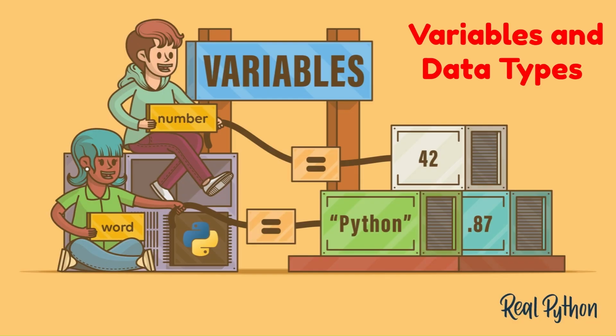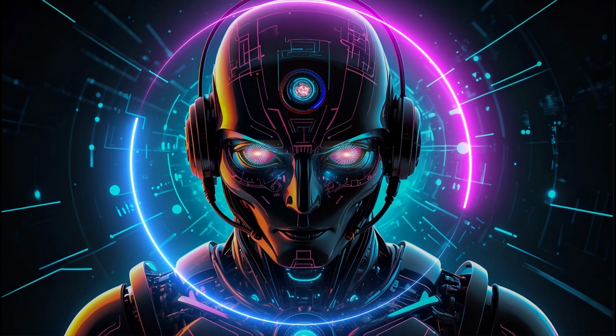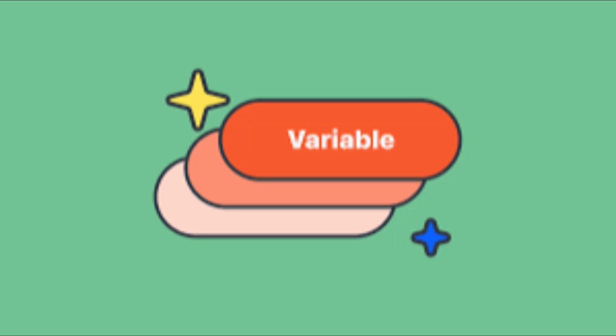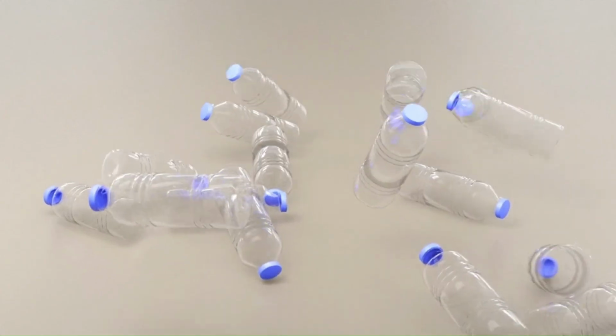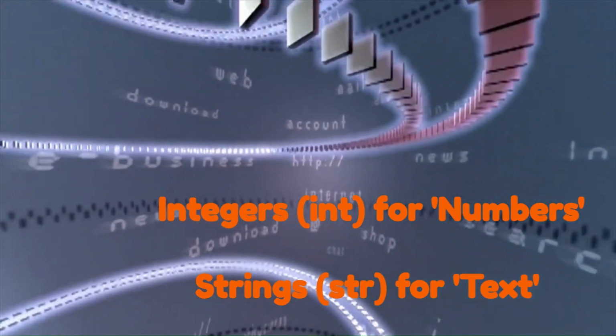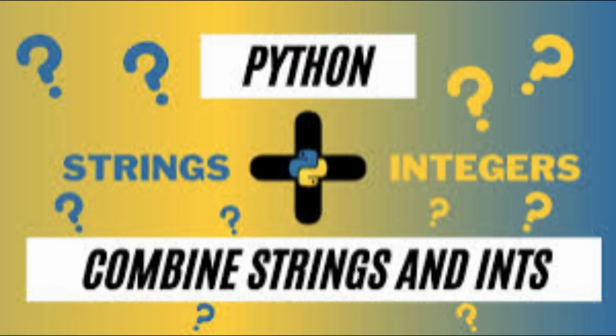Next up, variables. If you want your computer to remember a value, like your age, a password, or a calculation result, you store it in a variable. Variables are like labeled containers for data. The computer needs to know what kind of data is in the container so it can handle it correctly. The two most common basic types are integers, int, for numbers, and strings, str, for text.